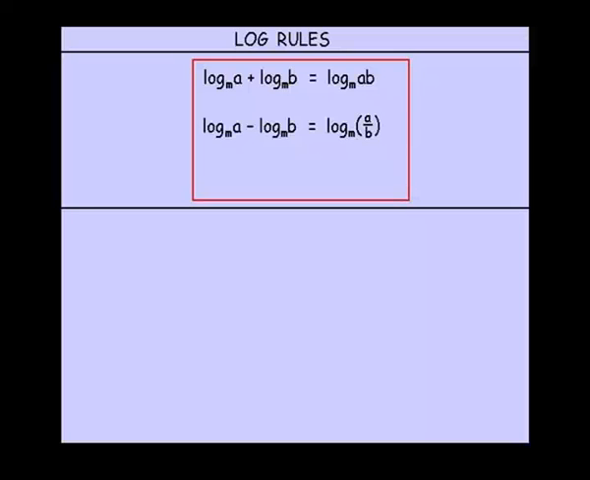The second rule, the log of A minus the log of B will equal the log of A over B, where again we have the same base right throughout, which is m. And the third rule, the log of A to the power of R is equal to R times log A. A good way to remember that is that that indice there, that R, just jumps out to the front.